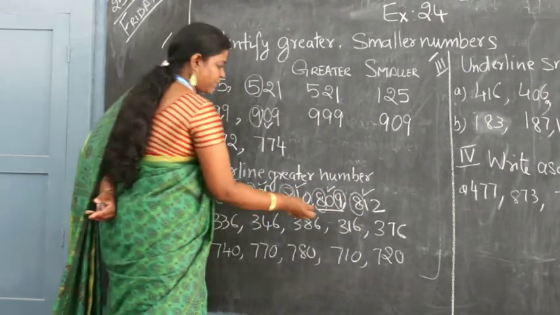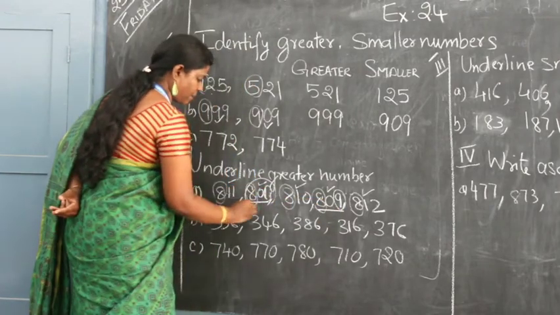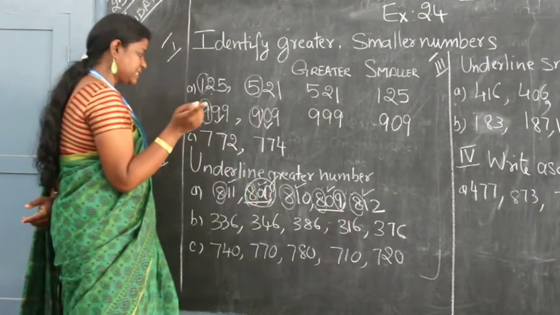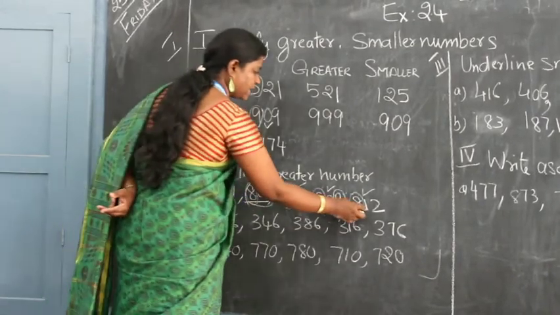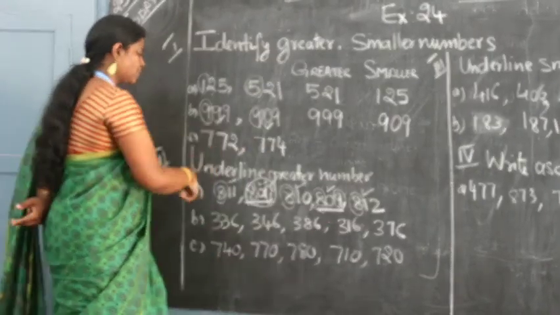Okay, so that way we know that this is the smallest number. Okay, to see the biggest number, what do you have to see? We know that 1, 1, 1 is big. So we go to the next number.